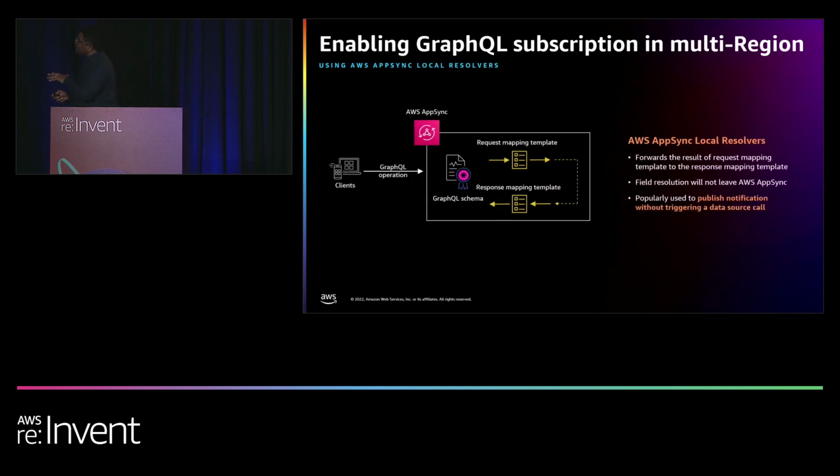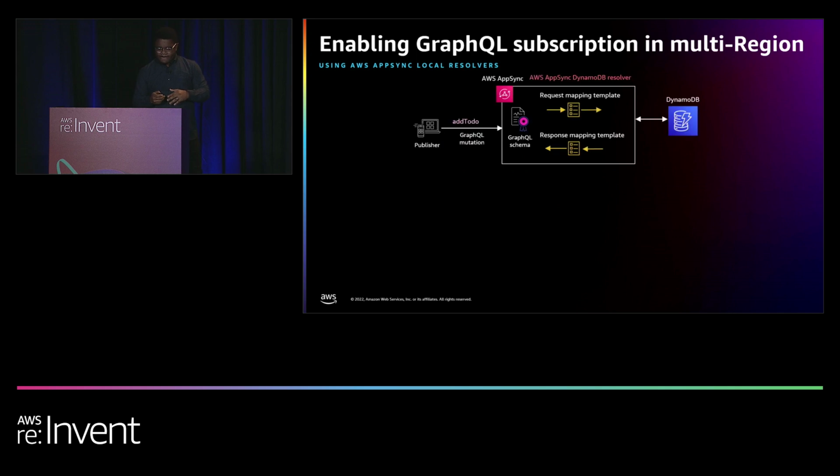But we have another type of resolvers called local resolvers. With local resolvers, the requests do not leave the AppSync service. It moves from the request part of the resolver back to the response part of the resolver and then to the clients. And customers typically use this type of resolvers when you want to publish notifications to clients without talking to a data source. So we'll be using local resolvers as a mechanism to achieve this multi-region notification or subscription capability. Let's go through how that will work.